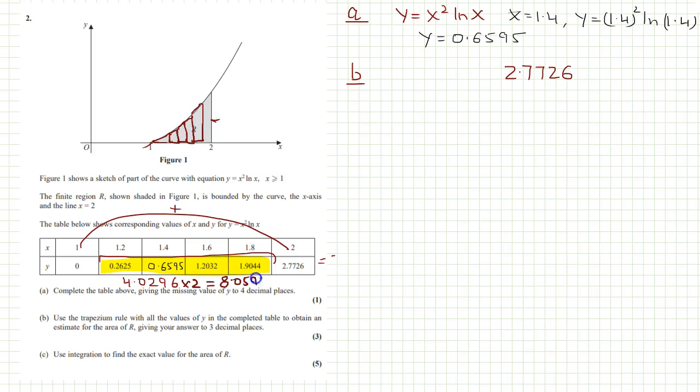So we add it here, 2.7726 and 8.0592. This is the formula: half multiplied by this distance, 1.2 minus 1, or 1.4 minus 1.2, whichever way you do. So this is 0.2. If you add it, it will be 10.8318.